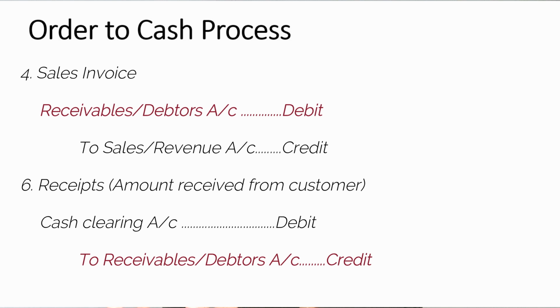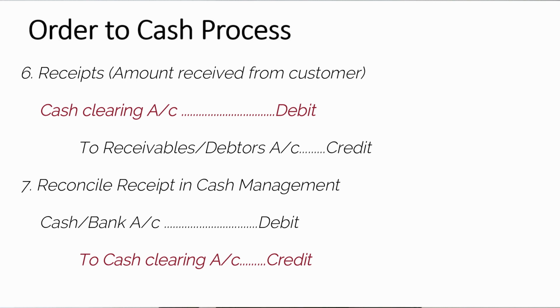Coming back to receivables collection and cash management, my journal entry was receivables account debit to revenue account or sales account. And when I do the receipting journal entry for the amount received from the customer, at that time I did cash clearing account debit to receivables account. So receivable account debit and credit get knocked off. And in cash management, when I do the reconciliation, my cash clearing account, which was debited at the time of receipt, was credited at the time of reconciliation. So that also got knocked off.